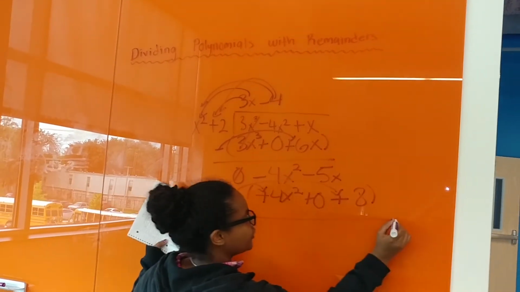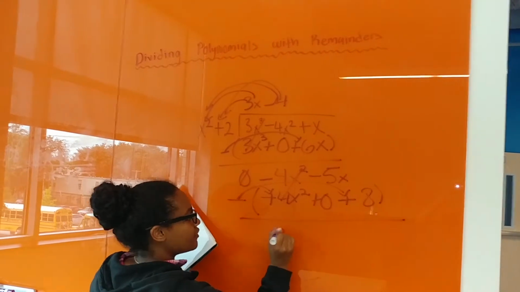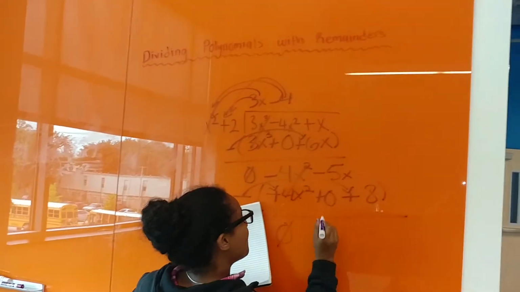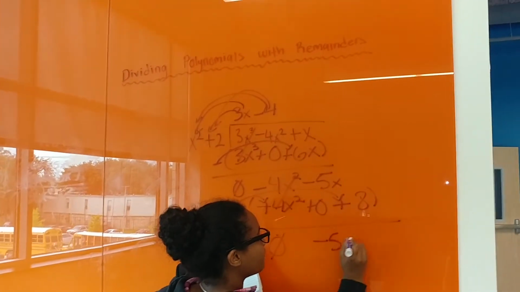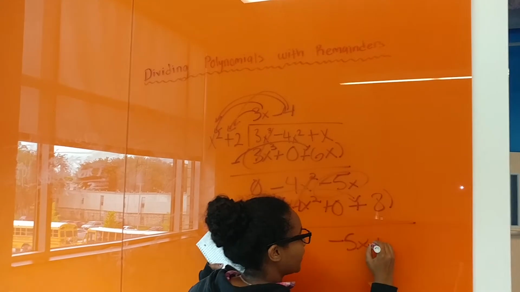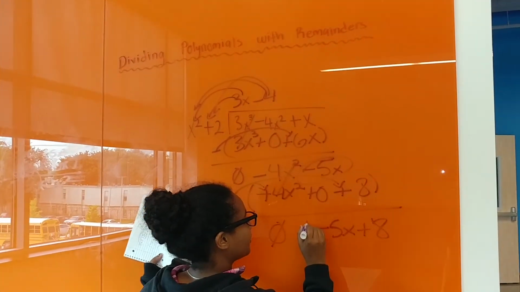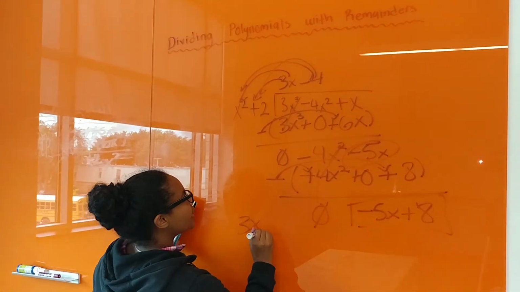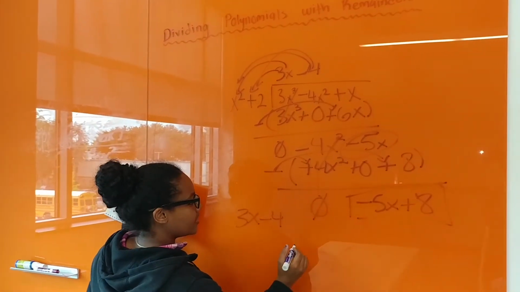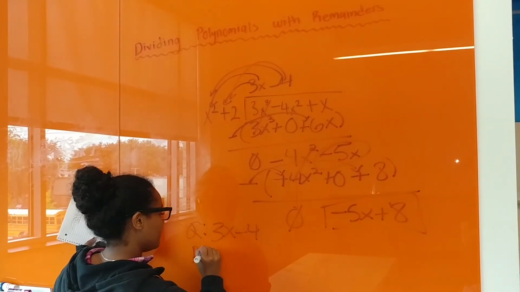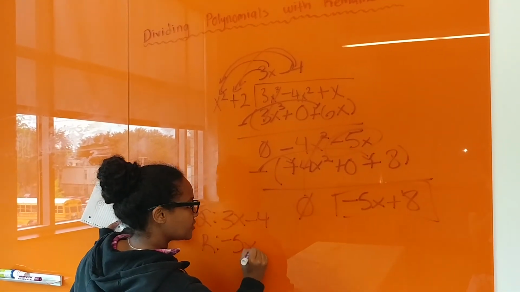So when you subtract, this cancels off again, like how this one did, and you end up with minus 5x, because this is a remainder, and then plus the positive 8. So that's our remainder. So this is our remainder, and this is our quotient, so 3x minus 4. And then, so that's our quotient. And our remainder is going to be minus 5x plus 8.